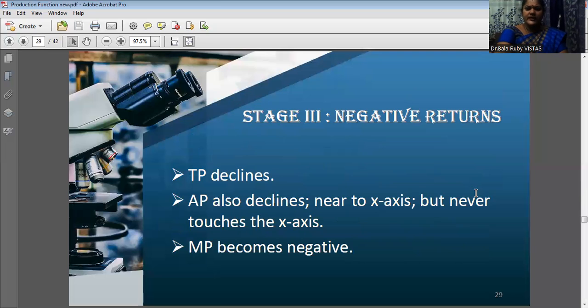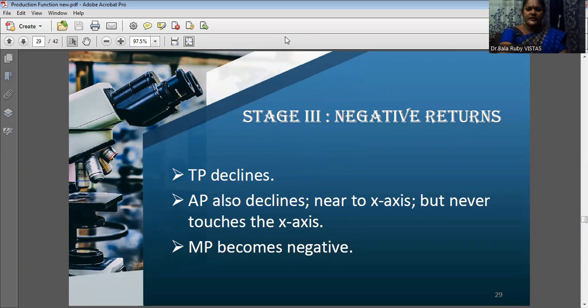Then come to the third stage. It is known as negative returns. In the third stage, total production declines, average production also declines, but average production is near to the x-axis, but it never touches the x-axis. Important, you note this also. And if you see this marginal production, it becomes negative. Therefore, this stage is known as negative returns because in the third stage, marginal production becomes negative. So, these three stages have been clearly explained in the law of variable proportions.